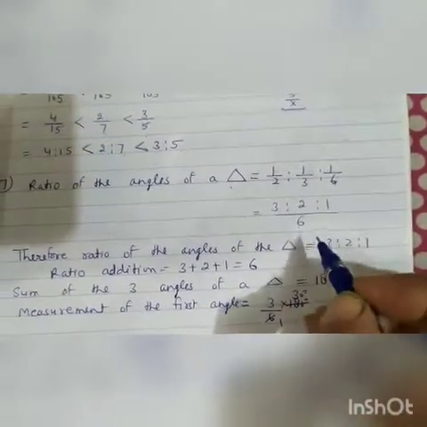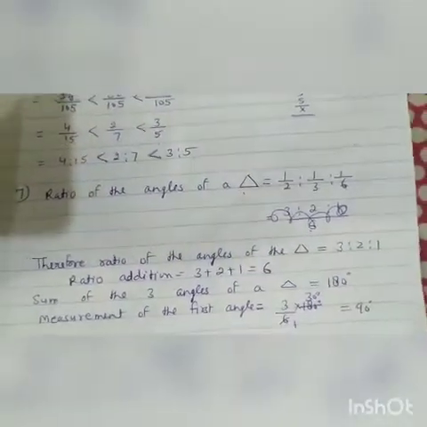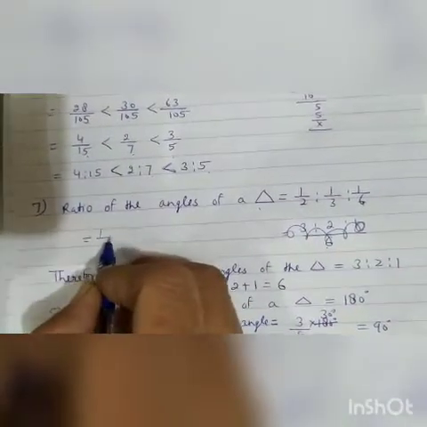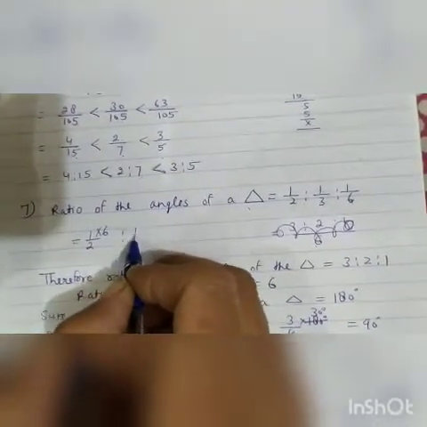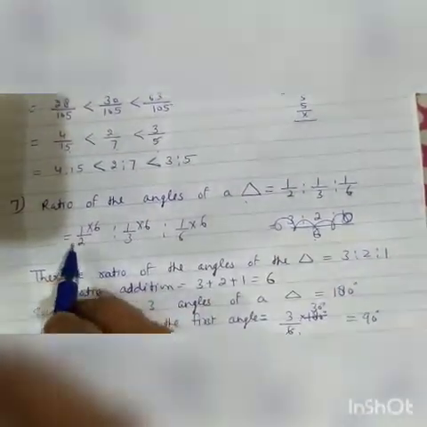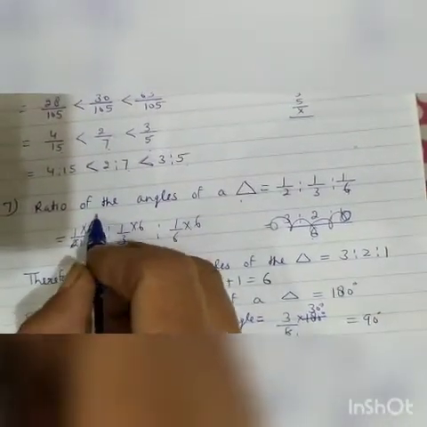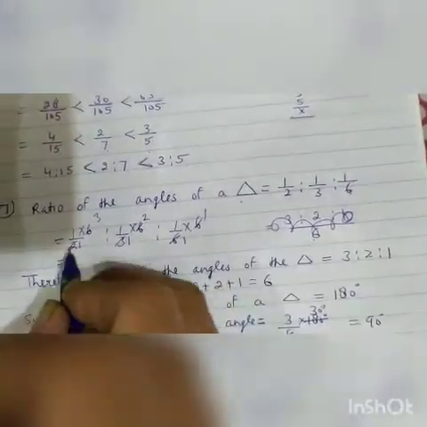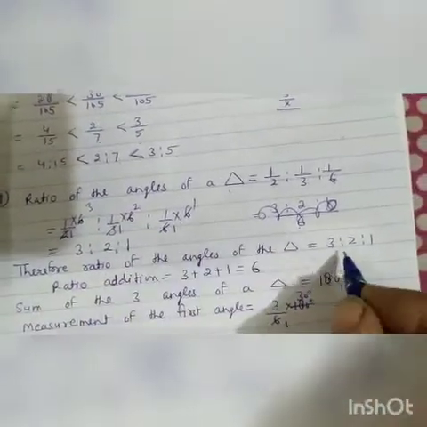Clear? Now LCM is 6. Then students, what will we do? We will use another method. We will multiply these three ratios by 6. 1/2 into 6. Ratio 1/3 into 6. Ratio 1/6 into 6. We will multiply all these three ratios by their LCM. Then 2 1s are 2, 2 3s are 6, 3 1s are 3, 3 2s are 6, 6 1s are 6, 6 1s are 6. Then 3, ratio 2, ratio 1.